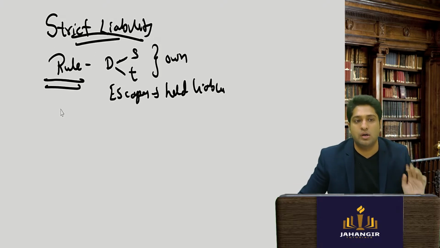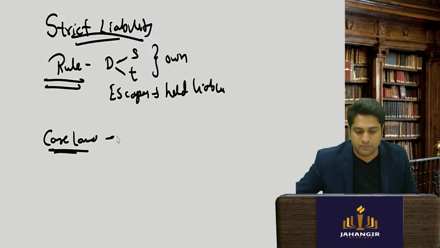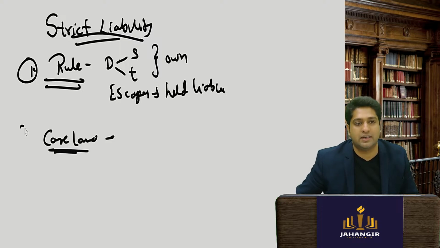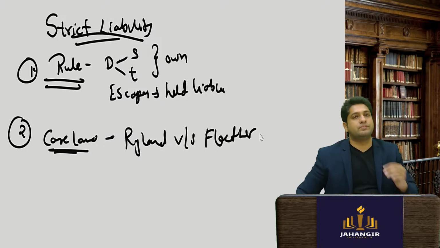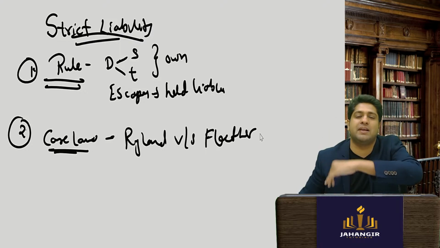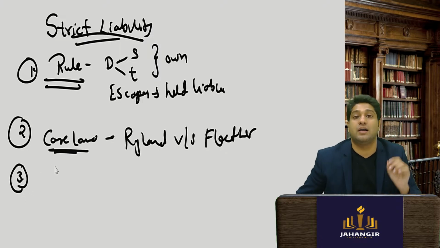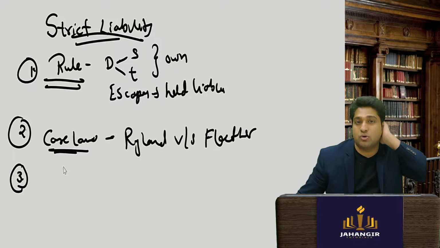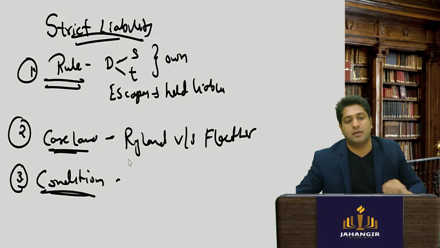You will write the rule. Then you will write the case law. Which is the case law? Rylands versus Fletcher. Full case you will explain. Then you will say this guy had to pay compensation. Then third, you will write as per that case law which I told you. Then you will write about the conditions that have to be fulfilled for this to happen.